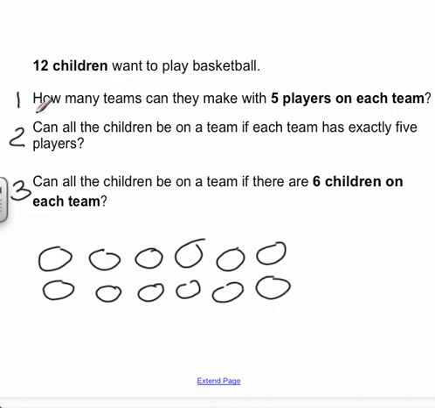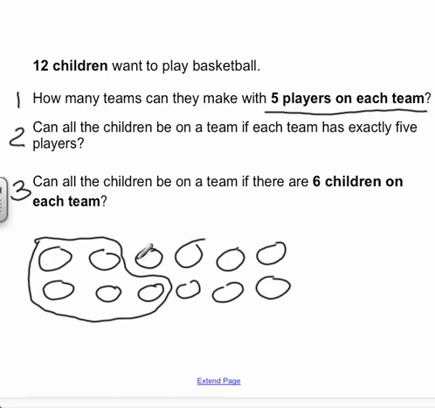Now I'm going to look at question 1. How many teams can they make with 5 players on each team? So I want a team of 5. I'm going to go ahead and circle 5 of these children. 1, 2, 3, 4, and 5. There's my first team. Here's my second team. Notice I have 2 left.